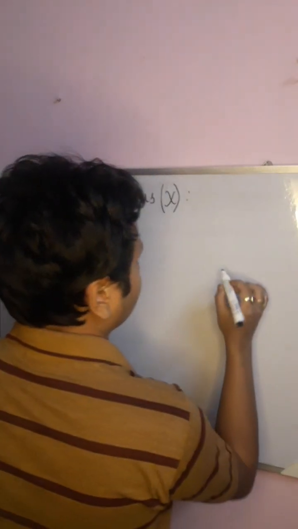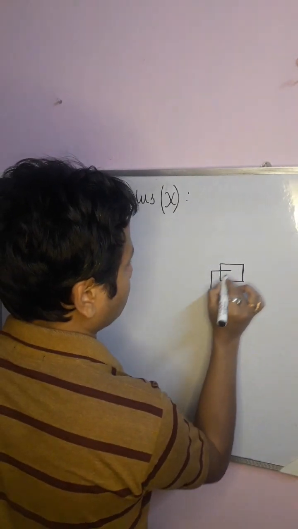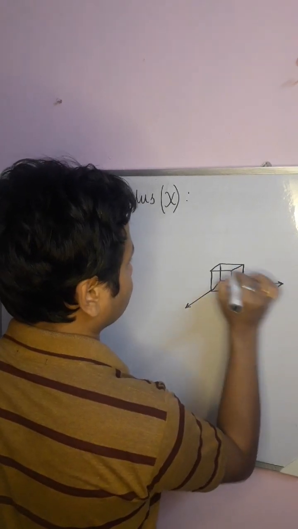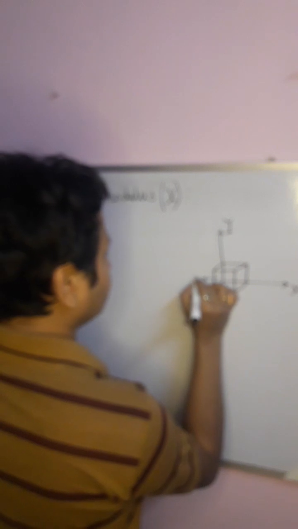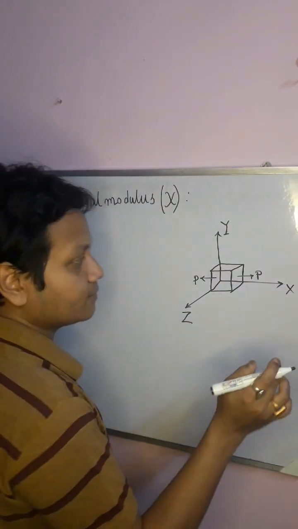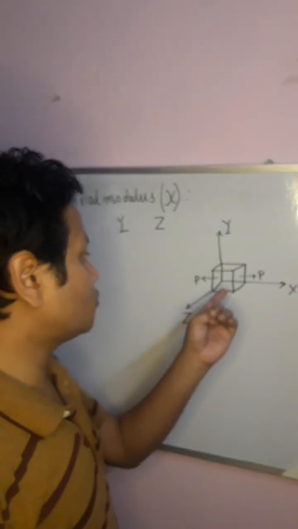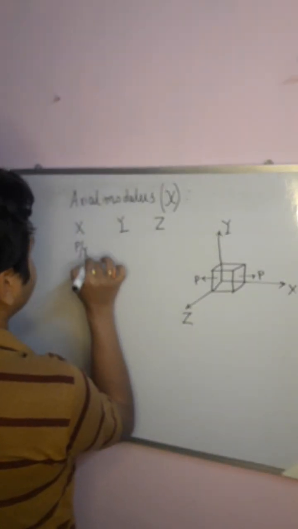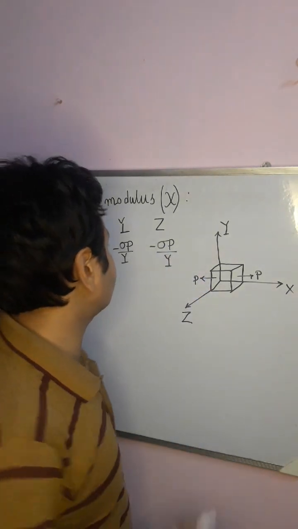Now suppose we draw a cube of unit length, whose three sides coincide with the coordinate axes. Suppose we apply tensile force per unit area P along the x-axis. Obviously due to this force the cube will be elongated along the x-axis and contracted along the y and z axes. So we can clearly see that contraction takes place along the y and z axes.